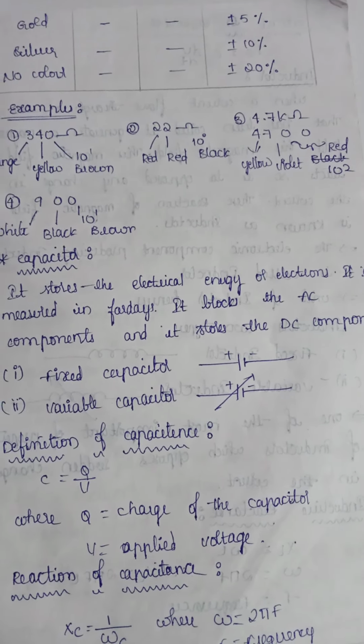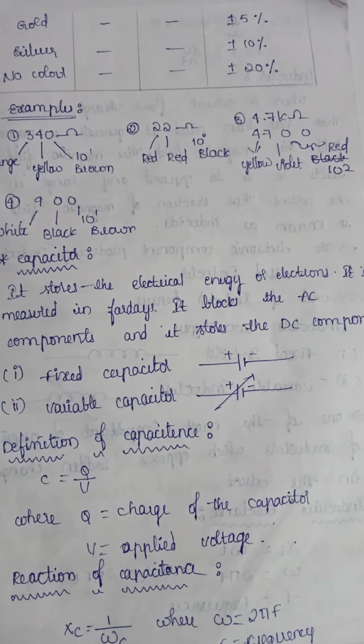Next, capacitor. It stores the electrical energy or electrons. It is measured in farads. It blocks the AC components and it stores the DC components. It has two types, fixed capacitance and variable capacitance. This is the symbol of the fixed capacitance and the variable capacitor. The definition of the capacitance: C equal to Q by V.